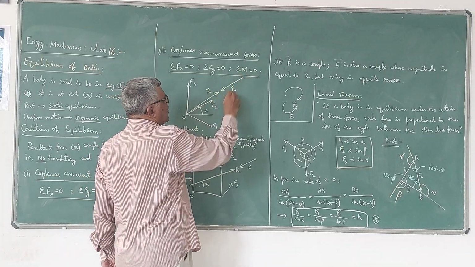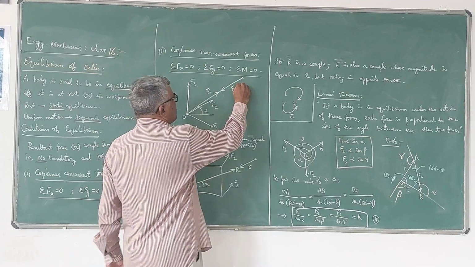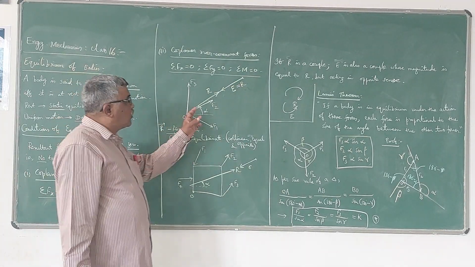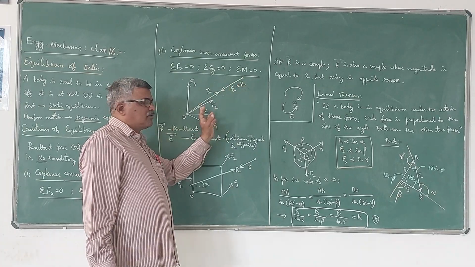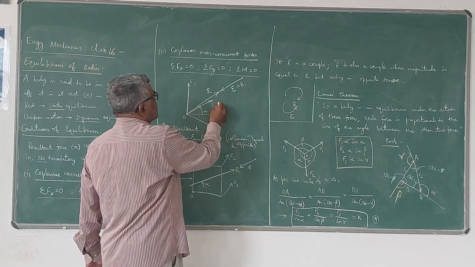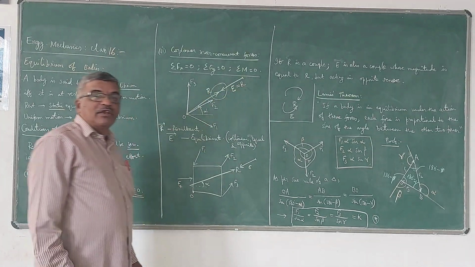So now if you introduce a force E, which is equal in magnitude and collinear, it should act along the same line of action but opposite. So you can see here, exactly in the opposite direction. If this is the case, then this E is called the equilibriant.